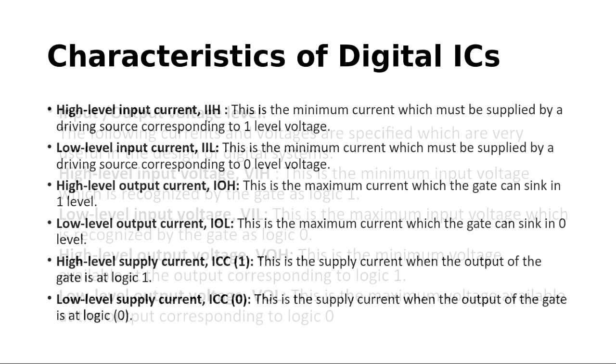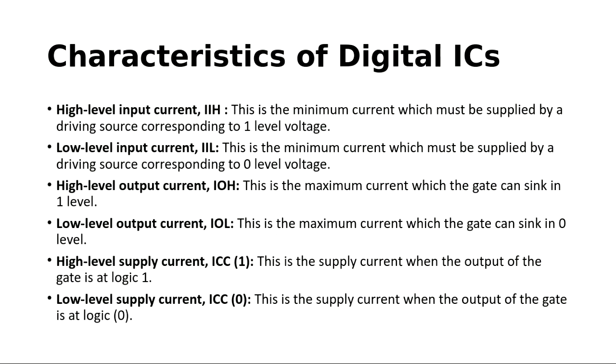In the same way, we have notation for the current as well, as you can see here, IIH. I hope you can easily guess what it means. It's also written here: high level input current. IIL is low level input current. The previous one was high level input current, and this is low level input current. All of this is general information. If you remember it, it's easy.